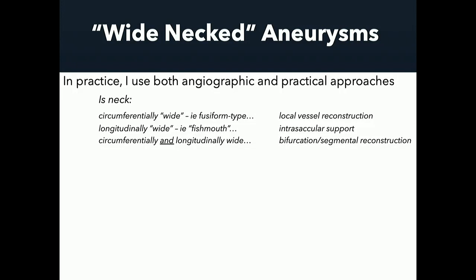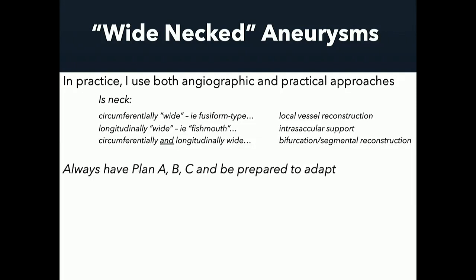Some aneurysms have more of a longitudinally wide fish mouth type appearance with a long neck along the axis of the vessel, and these often require support of an intrasaccular construct, whether it be coils or a web or similar. And there are some that are both circumferential around the vessel and long. These can occur at bifurcations or in the paraclinoid segment, for example, where you might need a segmental reconstruction.